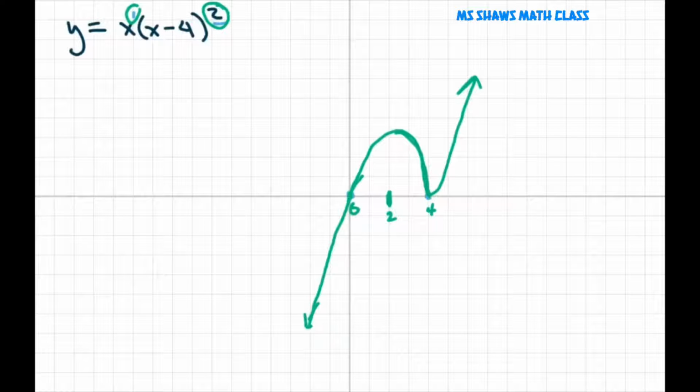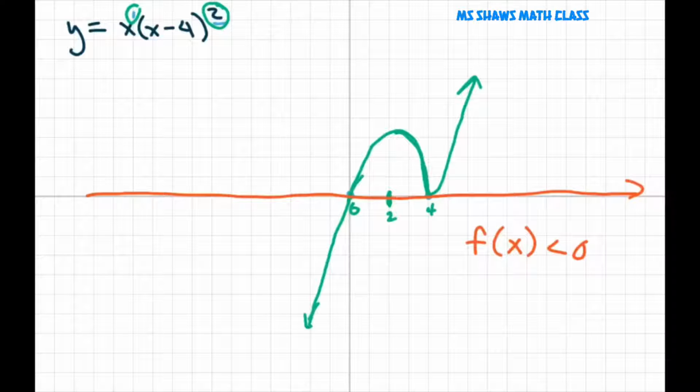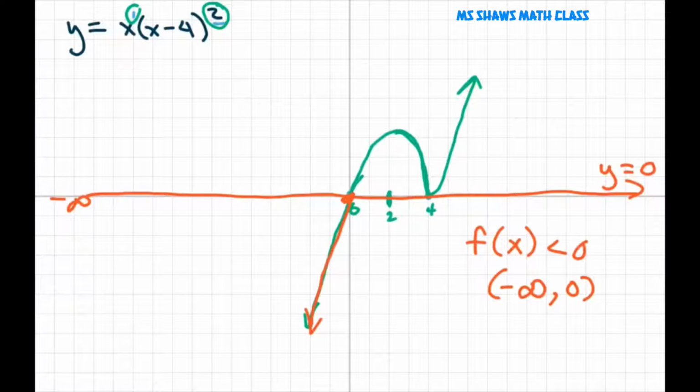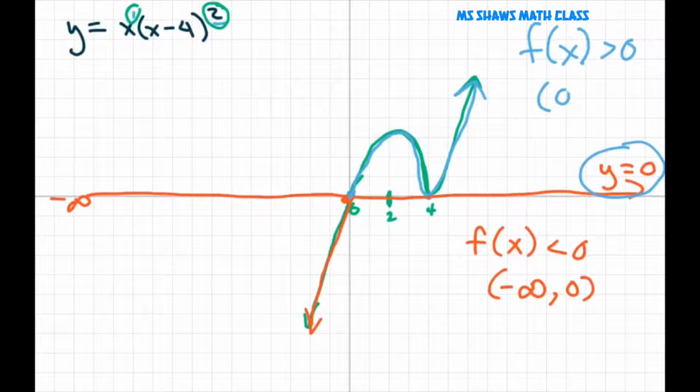Now, we're going to determine where our f of x, or our y, is negative. Our y is negative below this y equals 0 line. So our y is negative right in here. That's where it's below the y equals 0 line. So that means negative infinity to 0. That's the interval. And then the interval where it's positive is where it's above this y equals 0 line. So this is the shape. It's above it. And so y, or f of x, is positive from 0 to infinity.